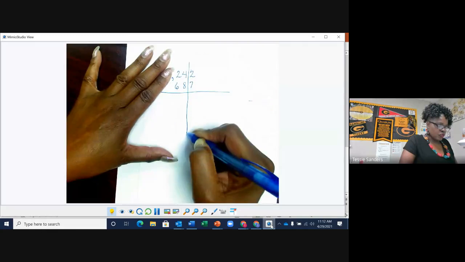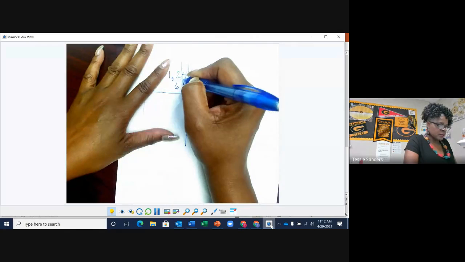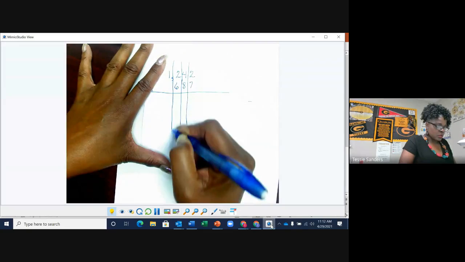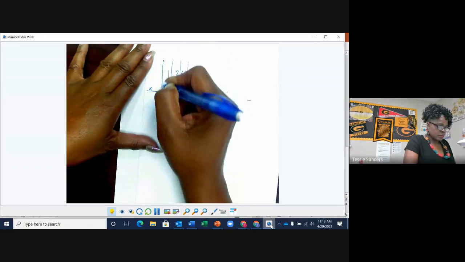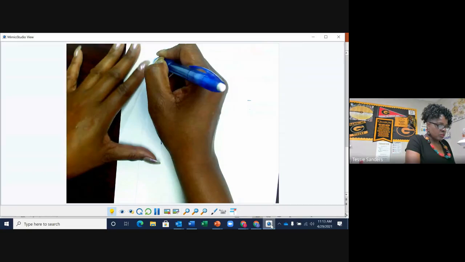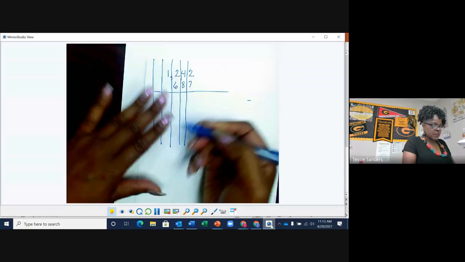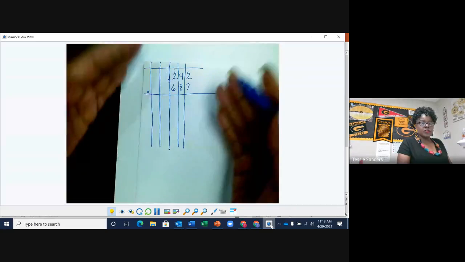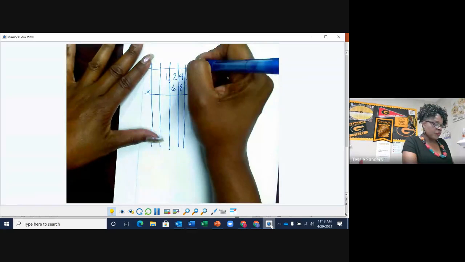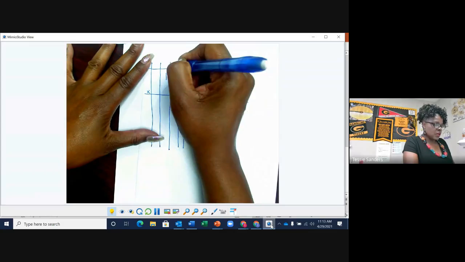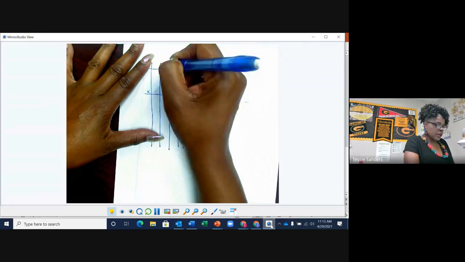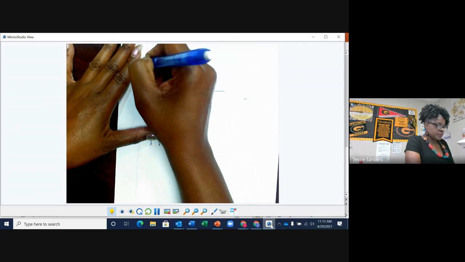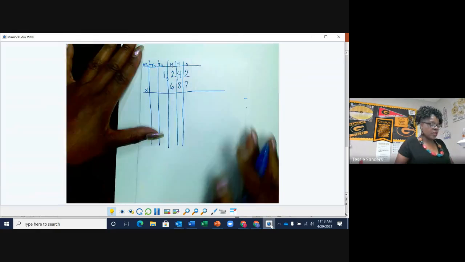And you can choose to write the regrouping chart. You don't have to. Again, I only do it as the consultant so that students can physically see the movement. Ones, tens, hundreds, thousands, 10,000, 100,000.